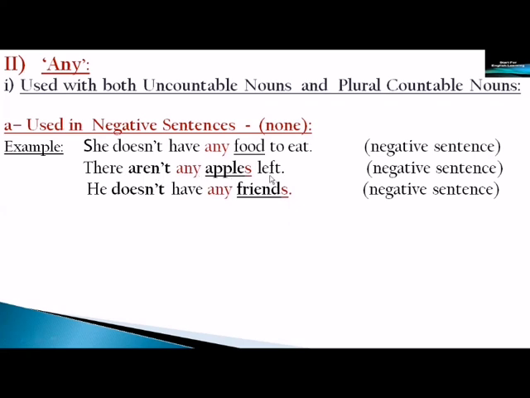There aren't any apples left. A negative sentence. Please note here, food is an uncountable noun. Apples is a plural countable noun. He doesn't have any friends. Friends is a plural countable noun. So we use any in negative sentences with uncountable nouns and with plural countable nouns.